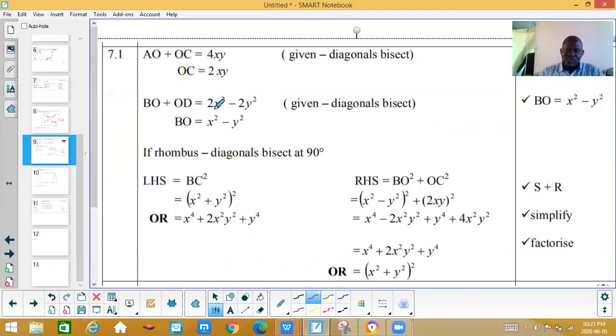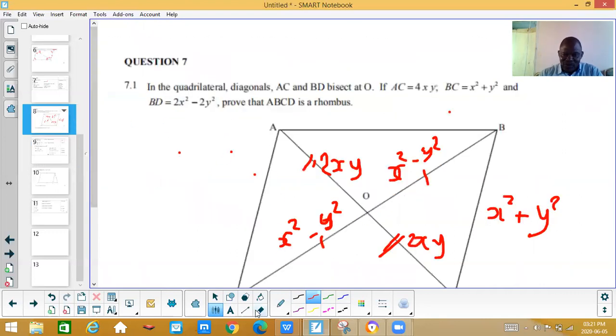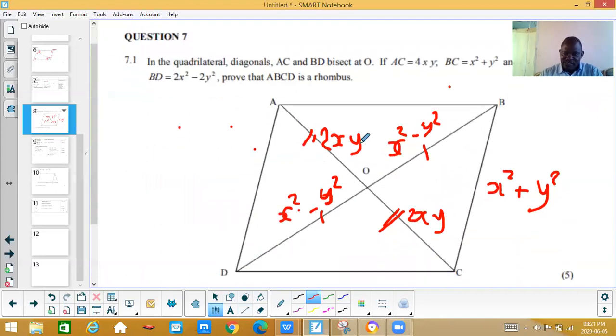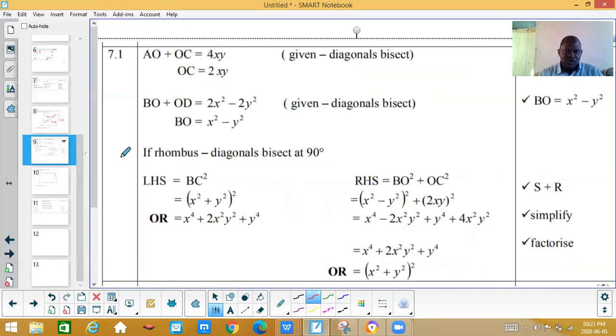BO plus this is equal to 2x squared minus 2y squared. This one is a diagonal. You divide it by 2, so it's x squared minus y squared. This is exactly what we did here. If you divide from here to here and from here to this point, that is how you could work it out.